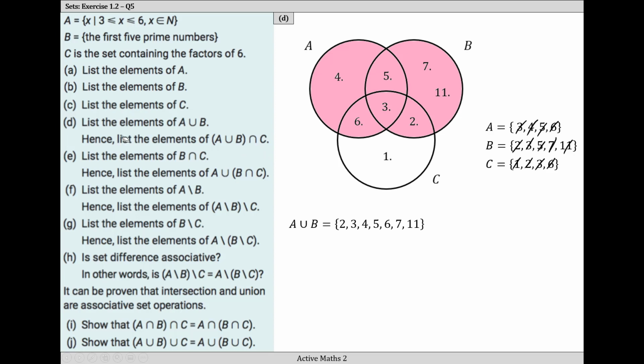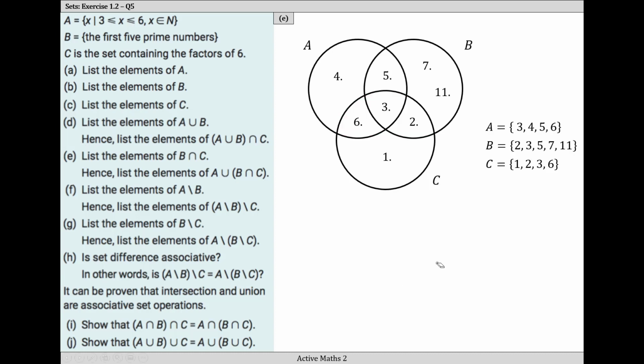Then it says hence, and when it says hence in a question, that means use the information from the previous part to get the next part. So we know that A union B is these two pink circles, and then intersection C, where does that intersect circle C? What bit that's coloured pink is also in C? Well, we'd be left with 2, 3, and 6. And so that's A union B intersection C.